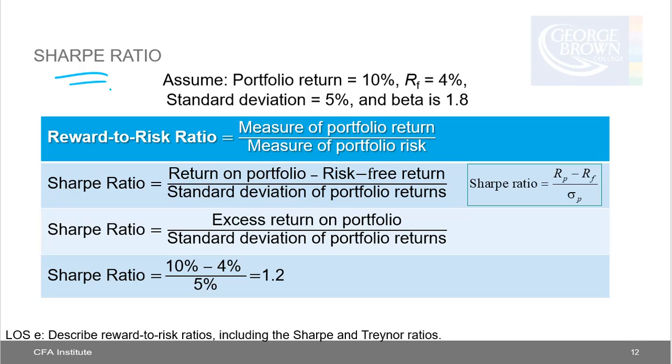We're going to see later on that the beta is 1.8. We're not using that to calculate the Sharpe ratio. We're going to use that to calculate the Treynor ratio, but this is the portfolio. Okay, so to calculate the Sharpe ratio, it's the portfolio return 10% minus the 4% risk-free rate divided by the 5%, and we get a Sharpe ratio of 1.2.